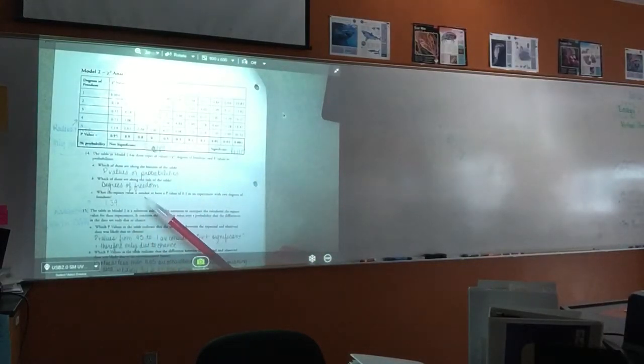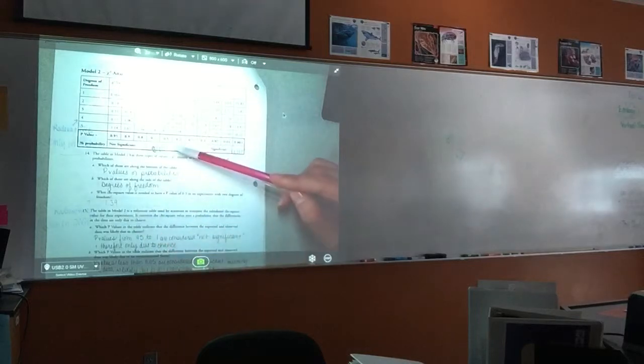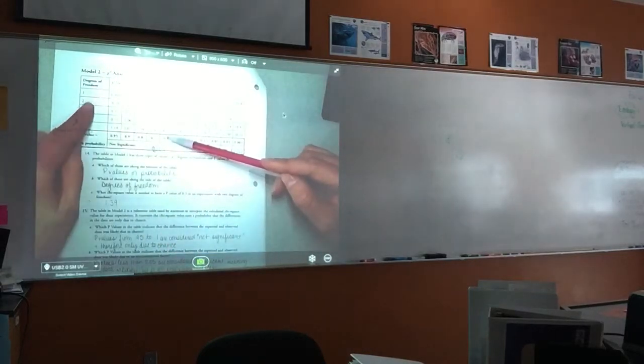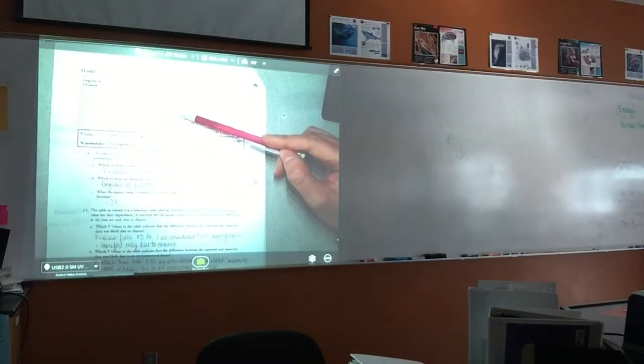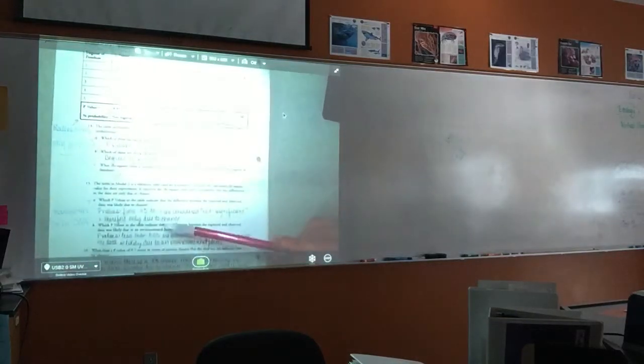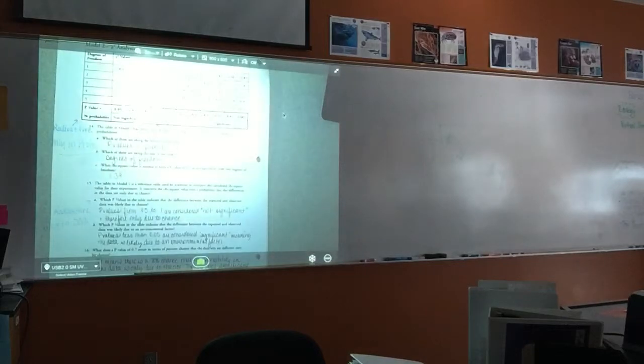So what's the chi-square value needed to have a p-value of 0.5 in an experiment with 2 degrees of freedom? So here's the p-value, 2 degrees of freedom is here, so you need a 1.39 there. All right, so then it's asking you to analyze the chi-square table here.